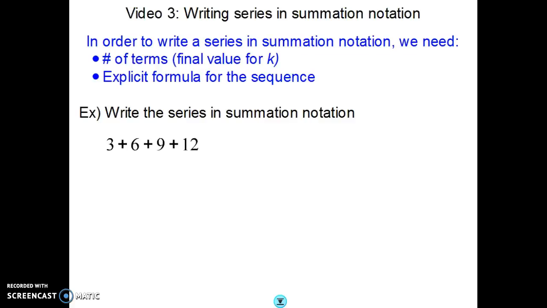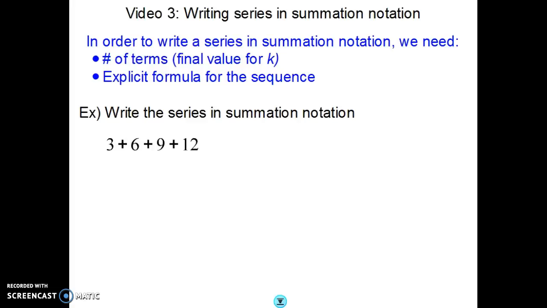This last video, we're going to be going the other direction compared to the first two. We're actually going to be writing series in summation notation if we are given them in expanded form. And if you think back to what summation notation looks like, there's really going to be two pieces of information we have to fill in.